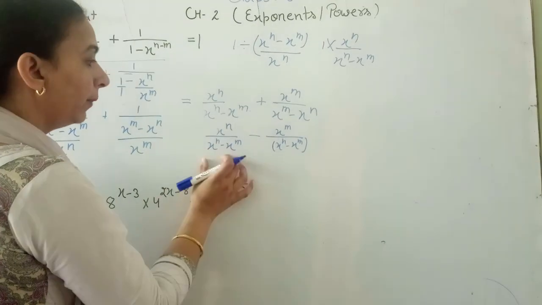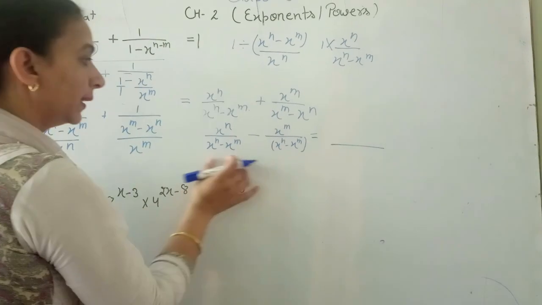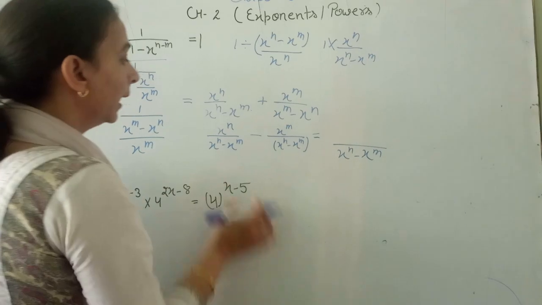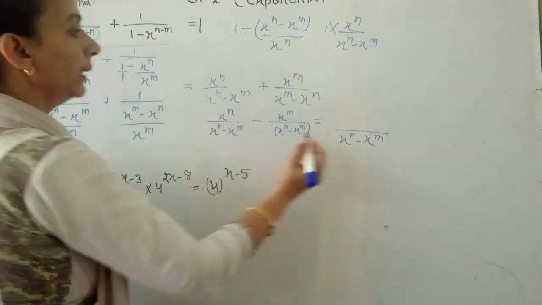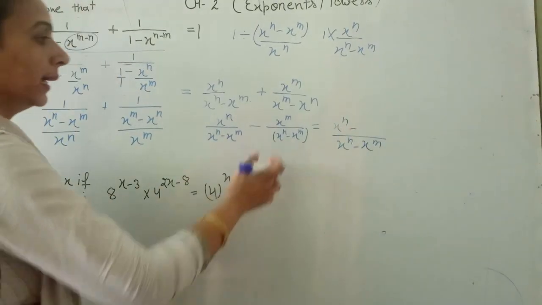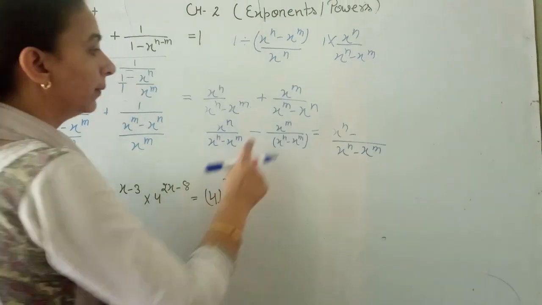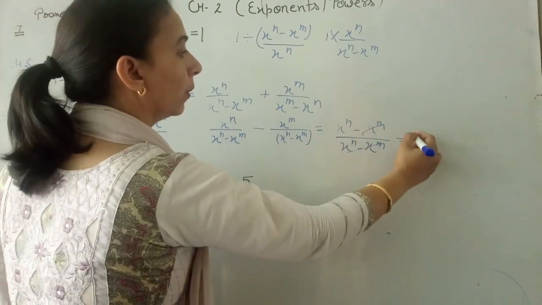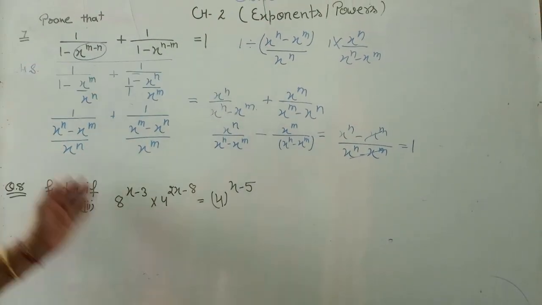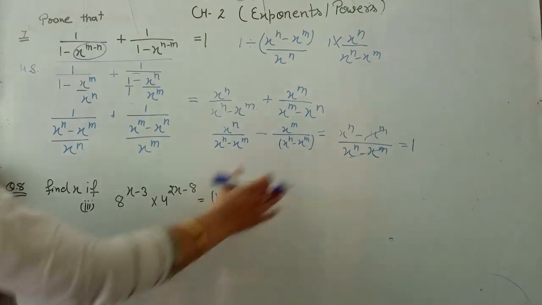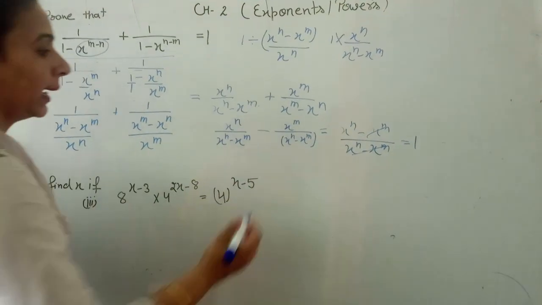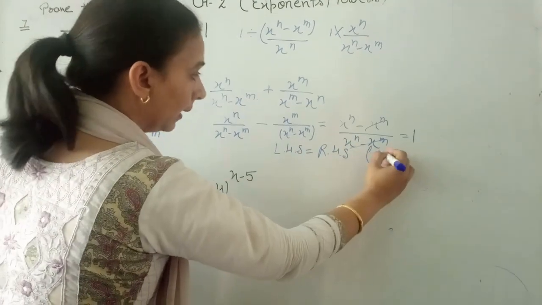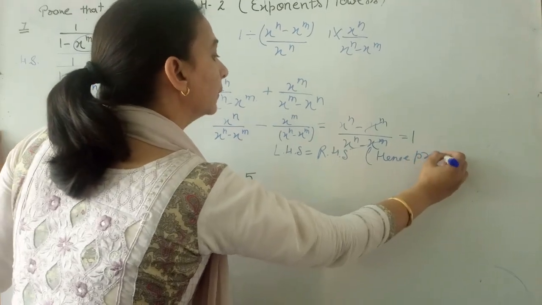Then we take LCM, same LCM as it is, x^n minus x^m divided by 1, multiplied, then this divided by this, and these are same, so this equals 1. Now left hand side equals 1, and we have to show that 1 equals 1 according to the right hand side. So left hand side equals right hand side, and hence true.